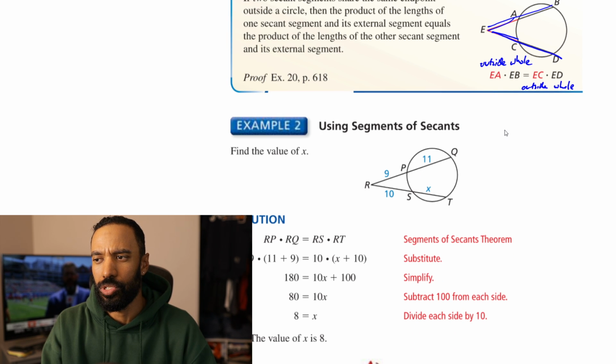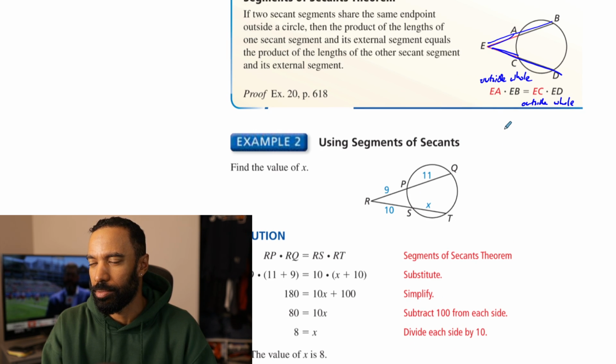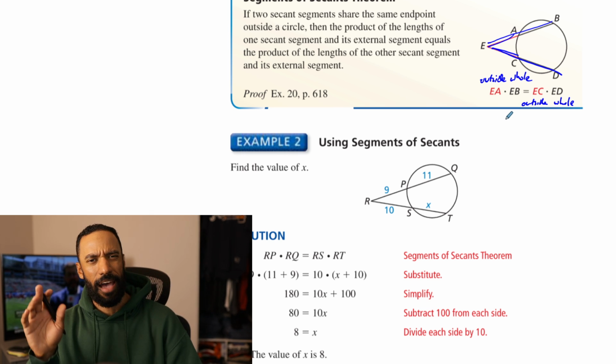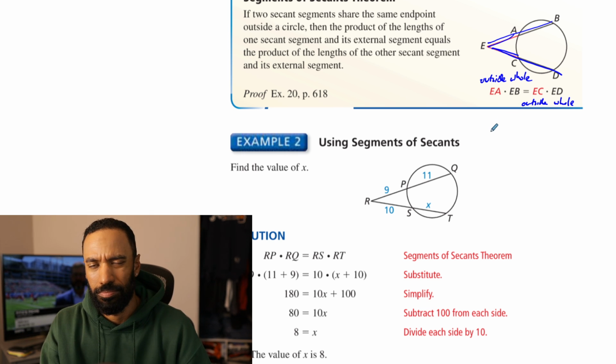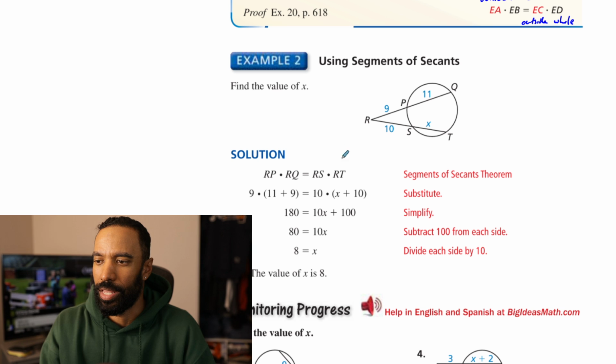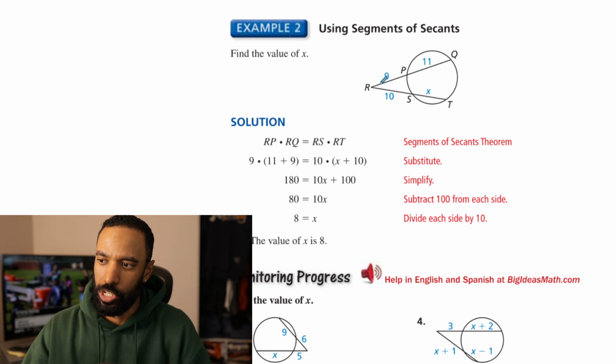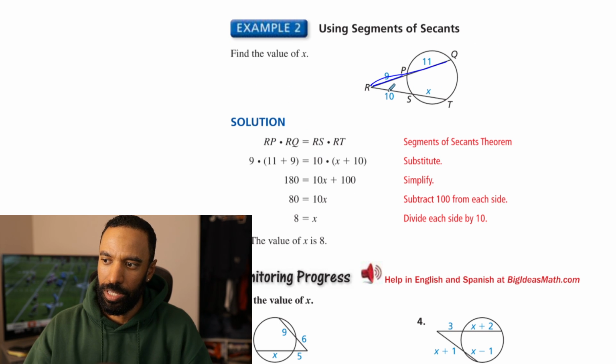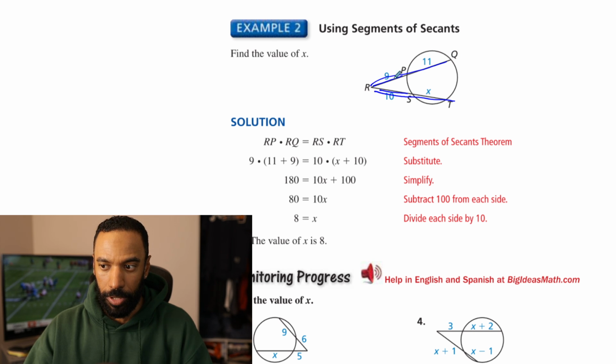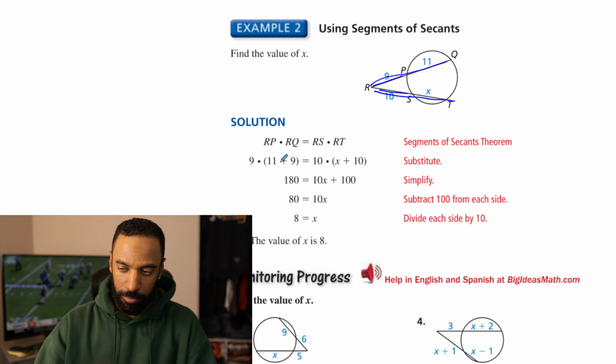Just like, remember, in the last section I talked about things with inscribed angles, you're always doing half the measure of the intercepted arc. We're doing that here. So find the value of x. We're going to do here, outside times whole equals outside times whole. 9 times 9 plus 11. 9 times 11 plus 9, which is 20.